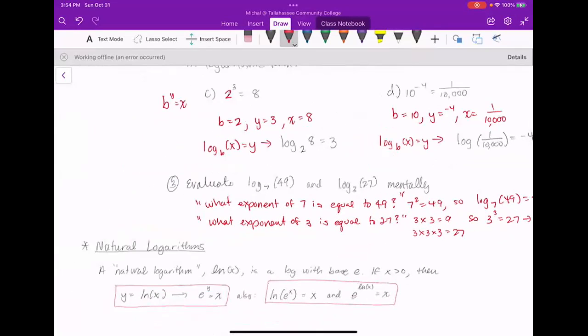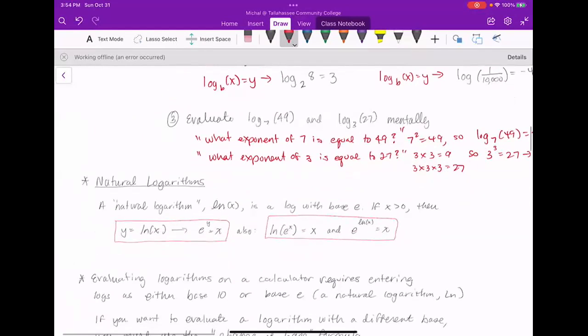So I said before, a natural logarithm, and we use the letters ln for that, is a log with the base of e. So as long as x is greater than 0, if y is the natural log of x, then e to the power of y is equal to x. And because those are inverse operations, the natural log of e to the x is just x. They undo each other. And e raised to the natural log of x equals x.